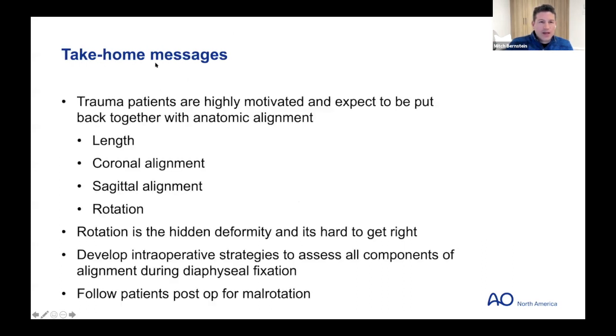In summary, like I mentioned, trauma patients are highly motivated and expect to be put back together with anatomic alignment, length, coronal, sagittal alignment, and then don't forget rotation. I think rotation is the hidden deformity, and it's hard to get right. I think we had a very good discussion of that today. And as Matt really eloquently described, there's a lot of strategies to get all the components of alignment correct during diaphyseal fixation. And the last point, just to remind myself again, follow patients post-op for malrotation.